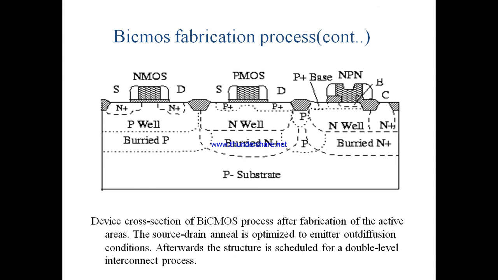The device cross section of the BiCMOS process after fabrication of the active areas. The source and drain anneal is optimized to the emitter diffusion conditions. Afterwards, the structure is scheduled for a double level interconnect process.